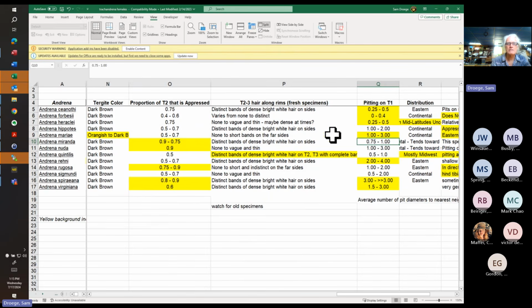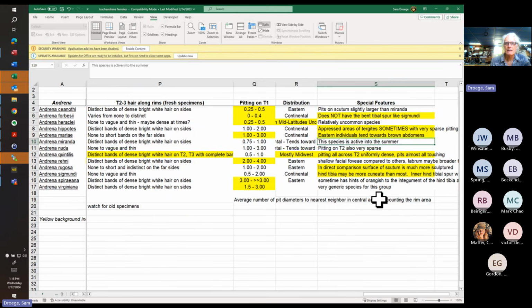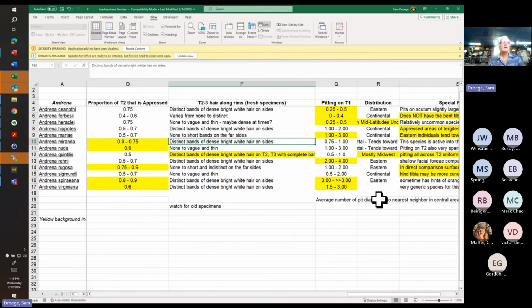So they're pretty subtle. Here, for example, pitting on T1, we looked at this 0.75 to 1, and in Virginiana, it's averaging much larger, wider. So the spacing is much more set apart for those pits. So 1.5 to 3, so that would be a character you definitely would want to assess when looking at a specimen to see if it's Miranda or Virginiana. And that's about it. You don't have a whole lot to go on.